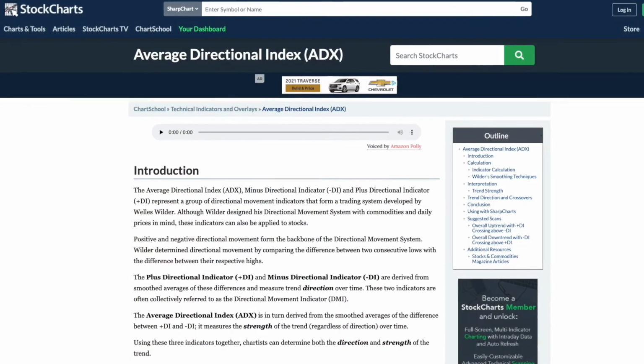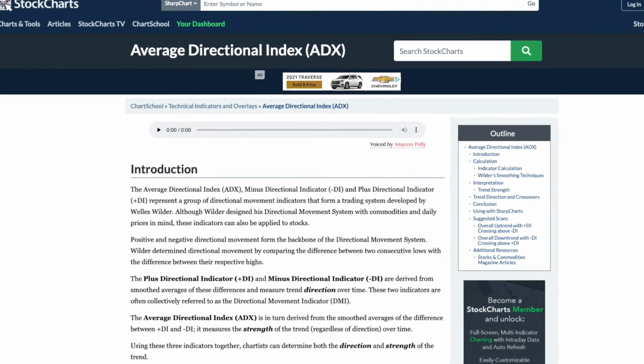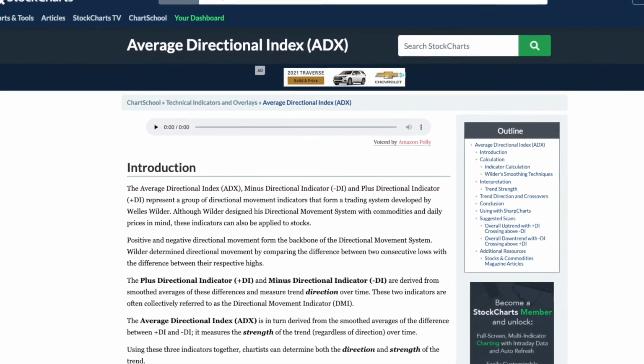Another trend indicator is Average Directional Index, or ADX. Pretty much measures the strength of a trend, and it can get a bit complicated. Again, I'm just looking for visual confirmation. StockCharts has a detailed explanation on how this works. Here is a quick summary.